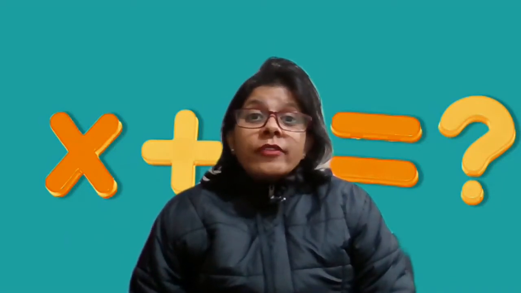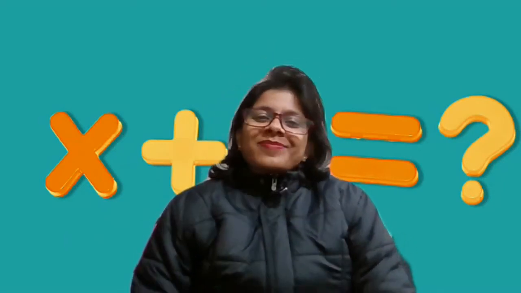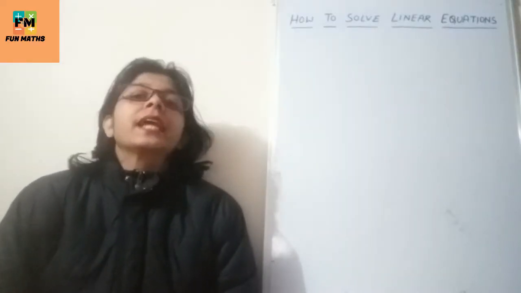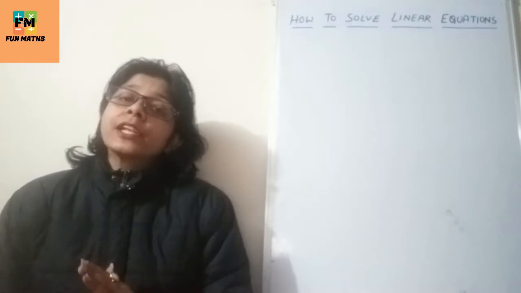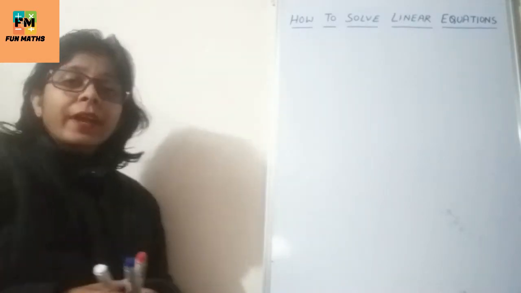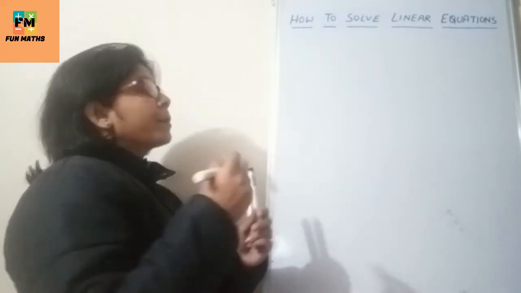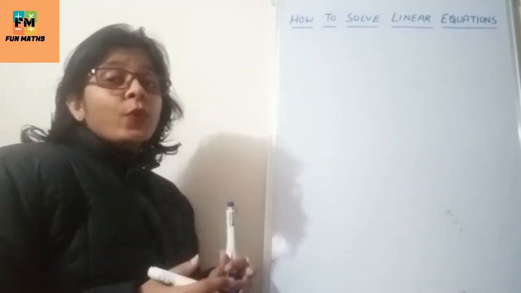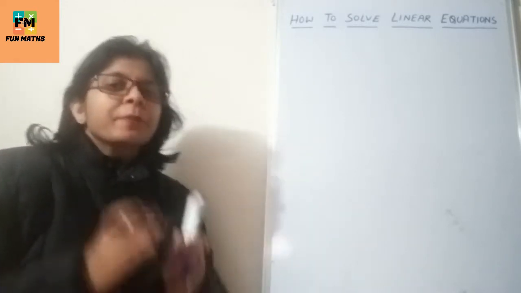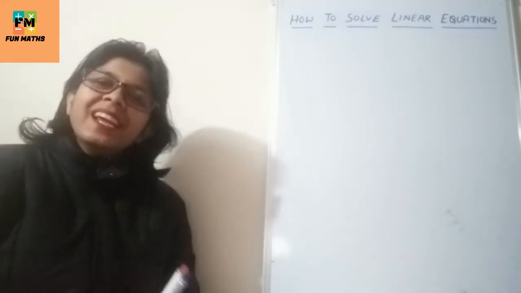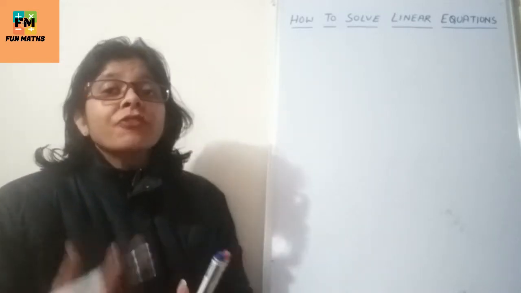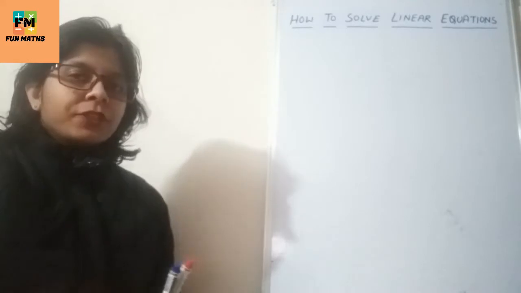So let's start. How can we solve linear equations? Today's topic is how we can solve linear equations. Solving a linear equation means finding the value of the unknown variable, because we have seen in the last video that an algebraic equation contains different variables, different constants and an equal sign. So solving a linear equation means finding the unknown value of the variable.